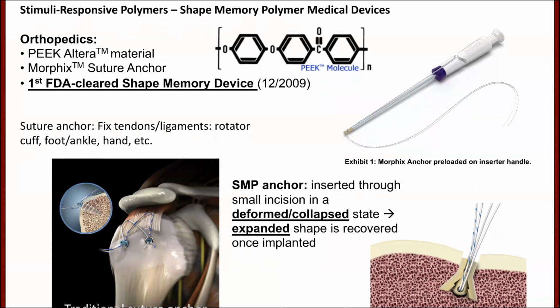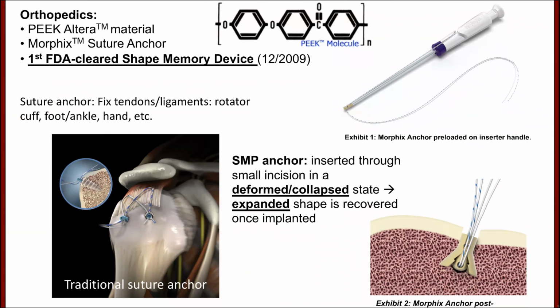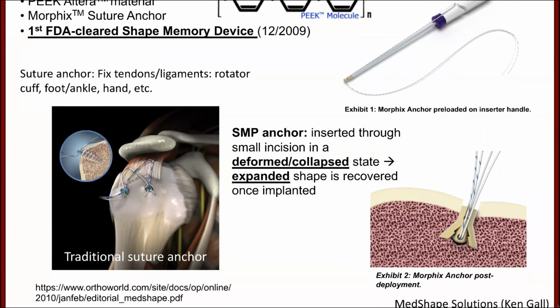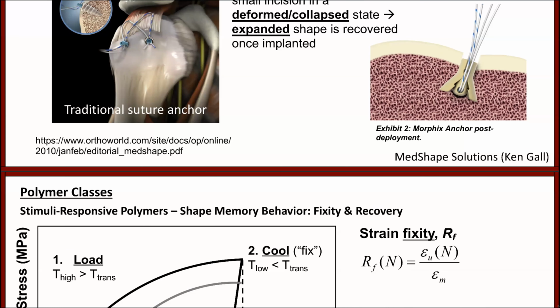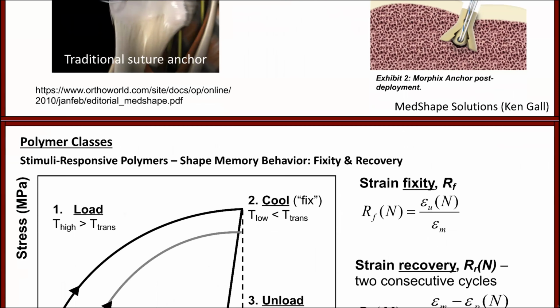The suture anchor is used to fix tendons, ligaments, rotator cuff, foot and ankle, hand. So it has lots of different uses. The anchor is inserted through a small incision in its deformed and collapsed state, and then it forms its expanded state once it's implanted. So it's basically triggered by body temperature to expand in that position. That's a really cool way of showing that shape memory polymers have a particular use, and they are being commercialized and accepted by the FDA.